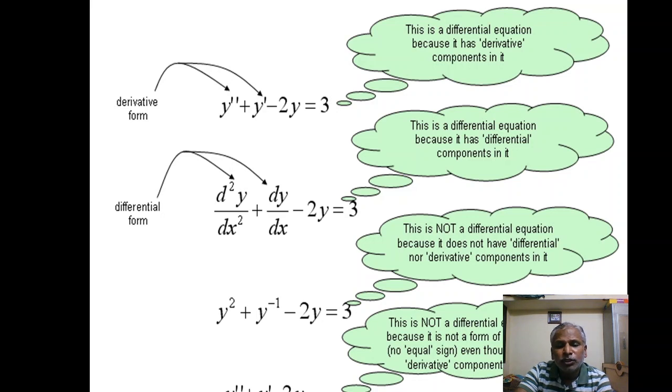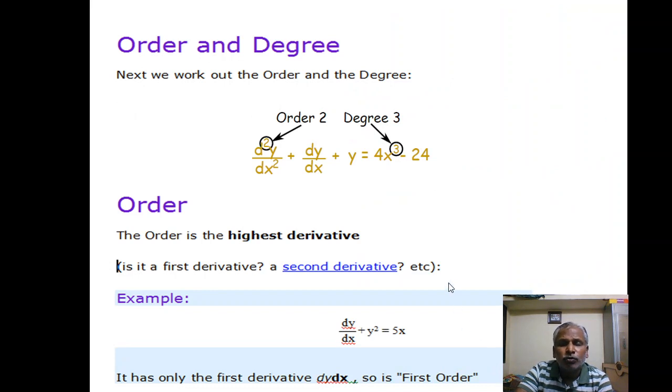In this, it is not an equation because there is no equality sign. But this is an expression which contains the derivative term, therefore this is not a differential equation. It is not a form of equation, no equal sign, even though it has a derivative component in it.